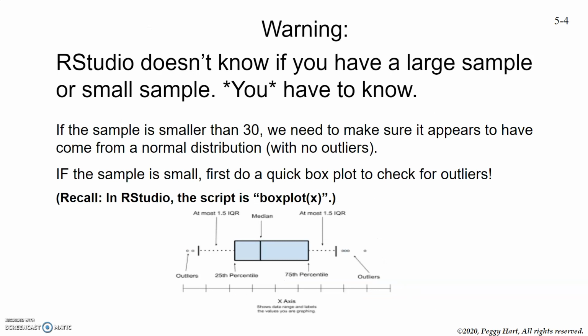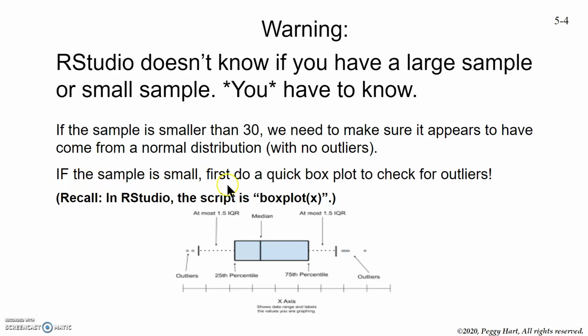Warning: RStudio doesn't know if you have a large sample or a small sample, but you know those are a little different. There are some different rules for small samples. Indeed, if the sample is smaller than 30, we need to make sure it appears to have come from a normal distribution with no outliers. Remember, the central limit theorem doesn't apply in small sample cases, so you don't necessarily get a normal distribution. Remember, we used a t table when we did it by hand, and that's only if the sample appears to be coming from a normal distribution.